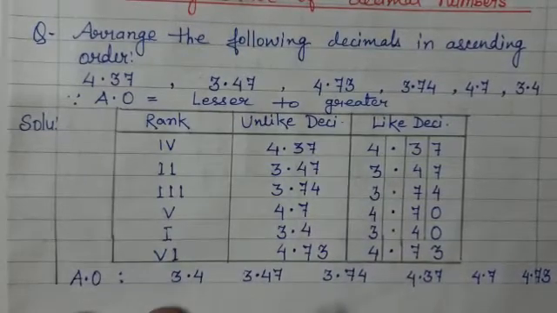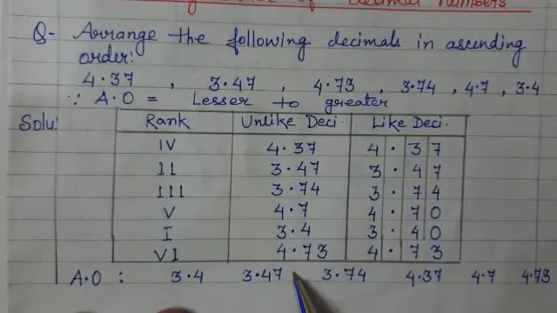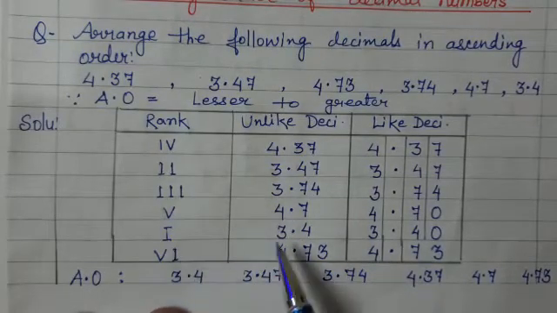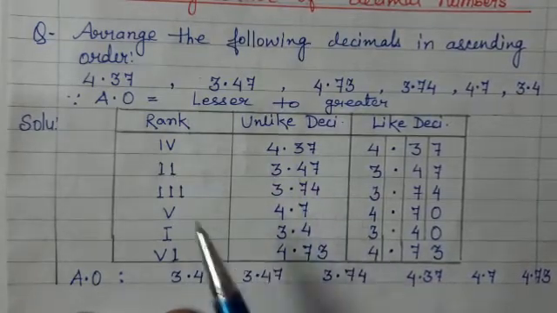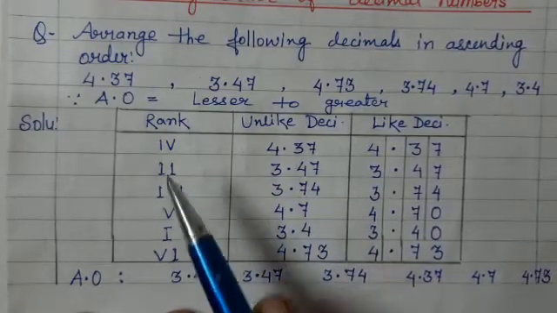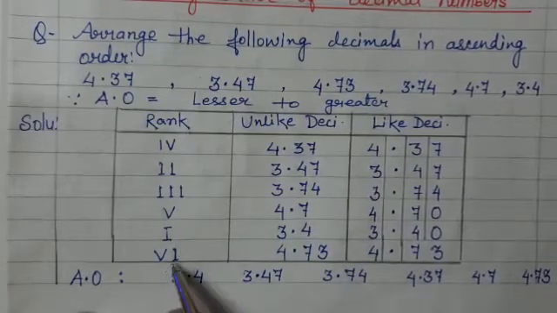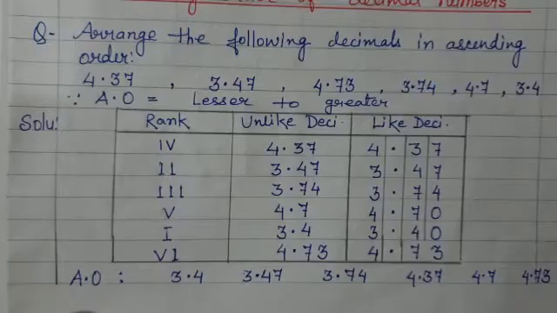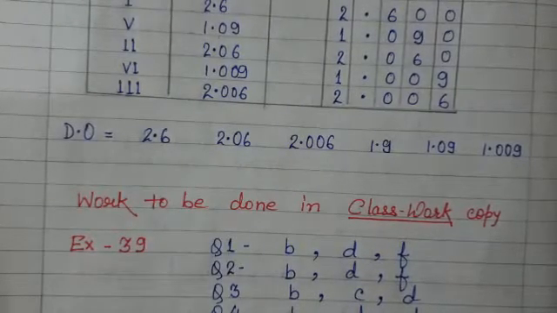Now we have to arrange them in ascending order by writing them as unlike decimals. So we got the rank, therefore 3.4 first of all, then rank 2 3.47, rank 3 3.74, rank 4 4.37, rank 5 4.7 and rank 6 4.73. This is the ascending order. In this way, we can arrange the numbers in descending order also. Look at here, it is descending order.